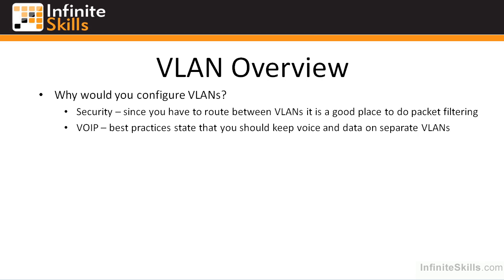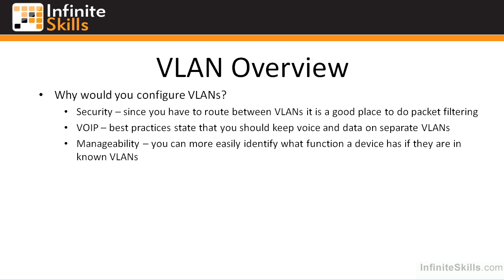And the third reason, which really isn't a technical reason, but it's more of a management reason, is it's more manageable if you have separate VLANs for servers and workstations and core networking. You can look at an IP address and figure out, okay, well, it's in this IP network, it's in this VLAN. That means it is a core voice over IP device. That means it is a core router. That means it's in our DMZ. That means it's at this location.